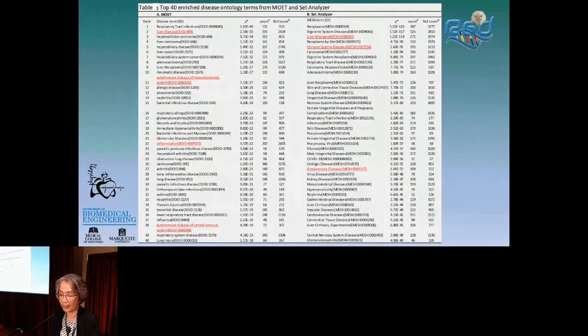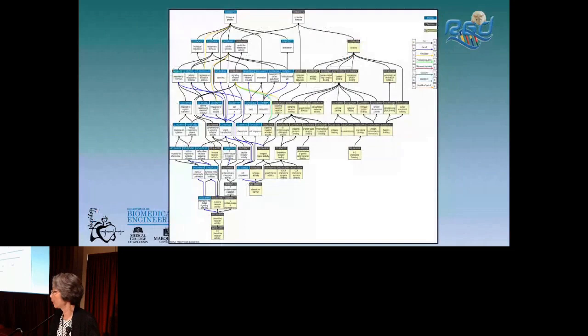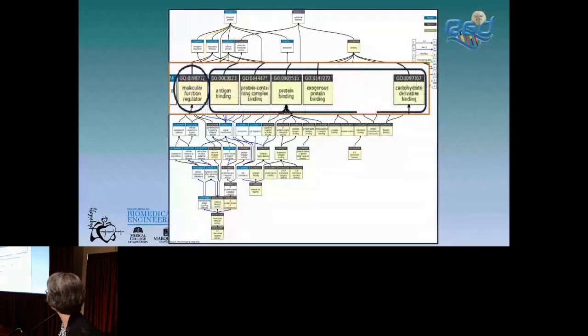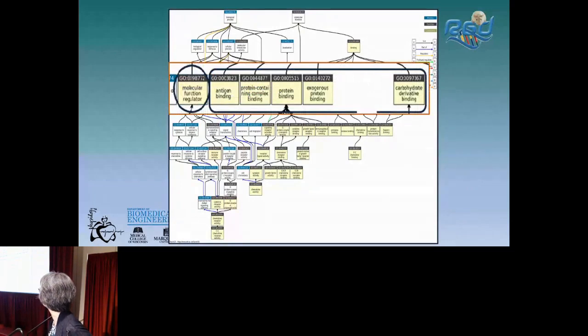We also did GO enrichment analysis, and those terms highlighted in yellow are the top 40 enrichment terms. You can see that in the molecular function aspect, they are highly concentrated on 2 branches. These 2 branches are molecular function regulators and binding terms. These binding terms include antigen binding.